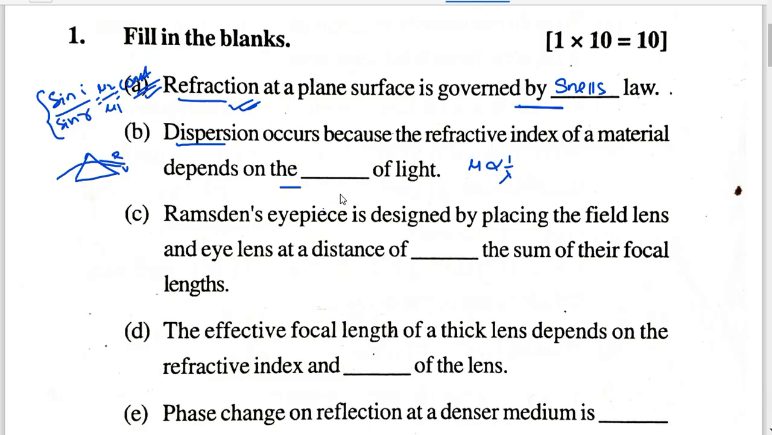So this is basically the cause of dispersion, and it occurs because the refractive index of a material depends on the wavelength of light.